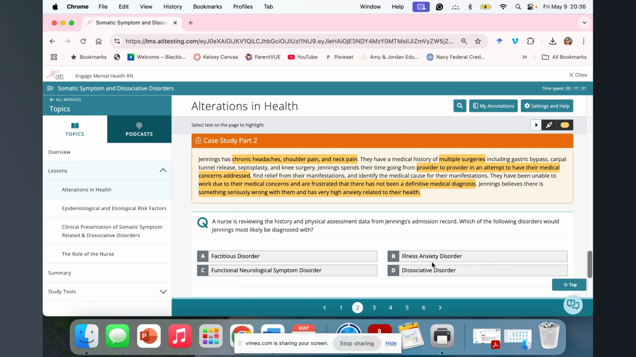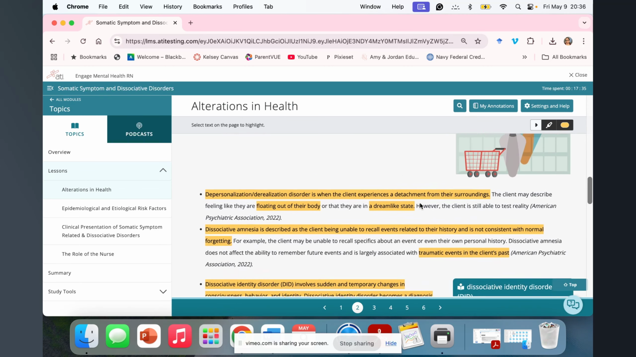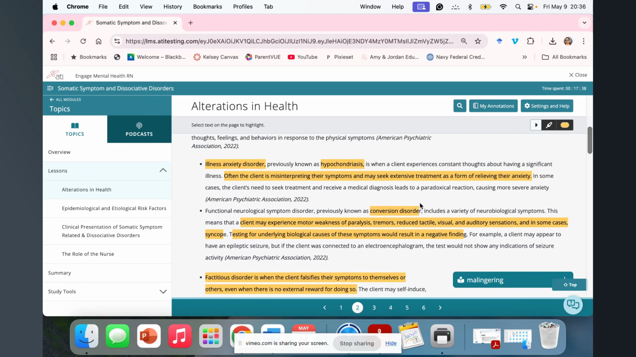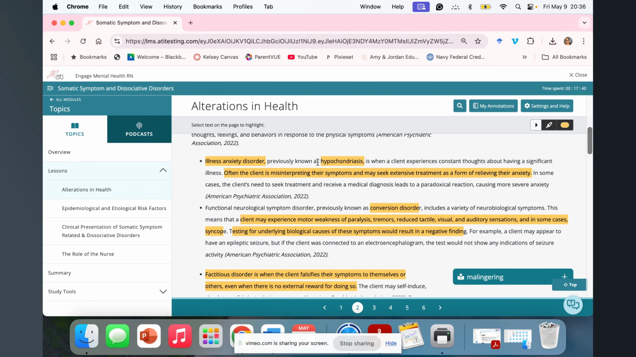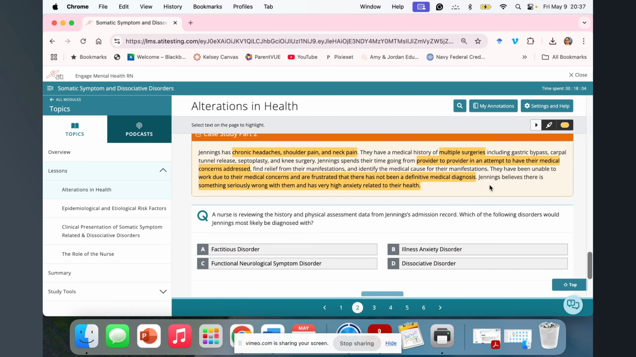Illness anxiety disorder. So we talk about illness anxiety disorder. This is that hypochondriac, right? They may be misinterpreting their symptoms and may be seeking treatment as a form of relieving their anxiety. In some cases, clients may need to seek treatment and receive a medical diagnosis, leading to a paradoxical reaction, causing more severe anxiety. Okay, so this kind of sounds like what Jennings is dealing with, so we'll keep that to the side.